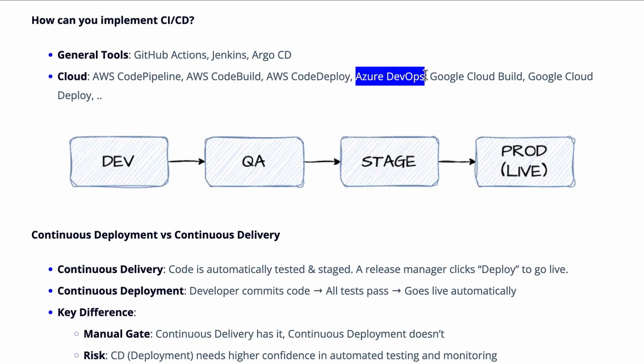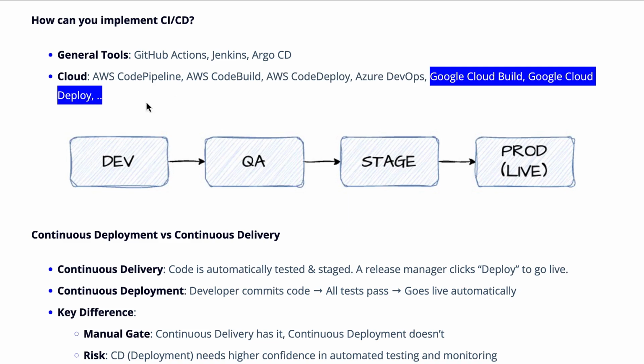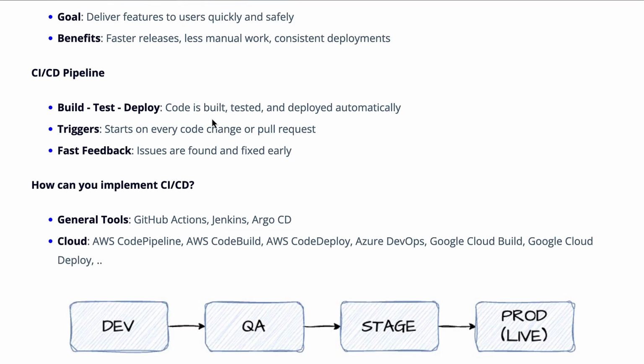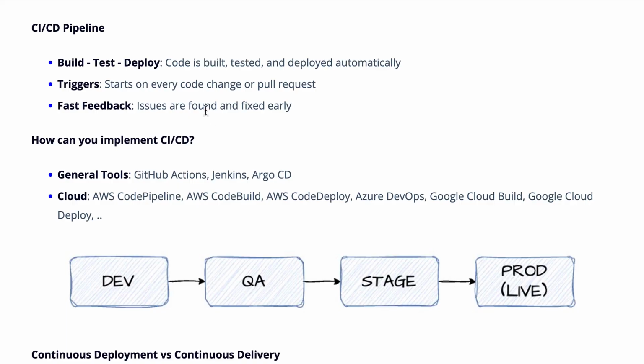Similar features are provided in Azure by Azure DevOps. Azure DevOps also has the pipelines feature, and also you can deploy it to any of the Azure services. In Google Cloud, you can use Google Cloud Build to build your applications, and you can use Google Cloud Deploy to deploy the application to a variety of Google Cloud services. So we're talking about the fact that there are a variety of tools that you can use to implement CI/CD. The goal of CI/CD is to find issues early and fix them early.